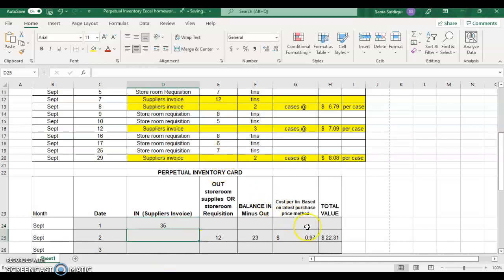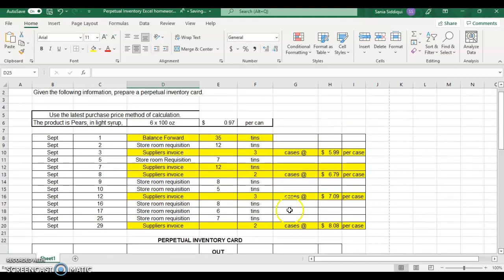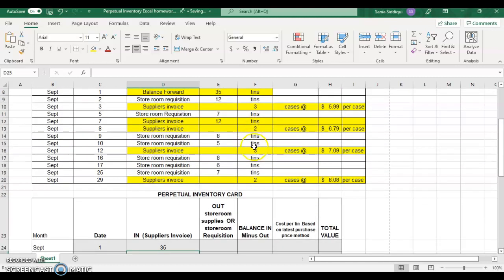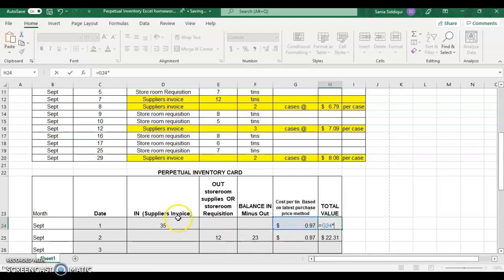Thereafter, we know that the latest purchase price is $0.97 per can, so that is our cost per tin. Can put that in as well. Now, in order to figure out the total value, we take the latest purchase price, multiply that by our total number of cans, which is 35, and we get $33.95.